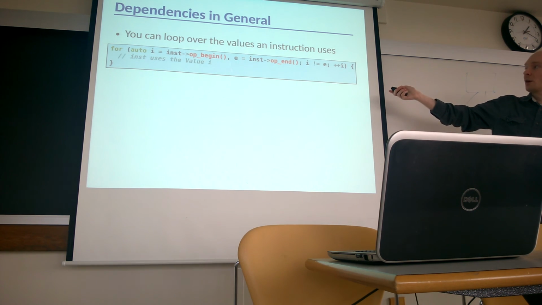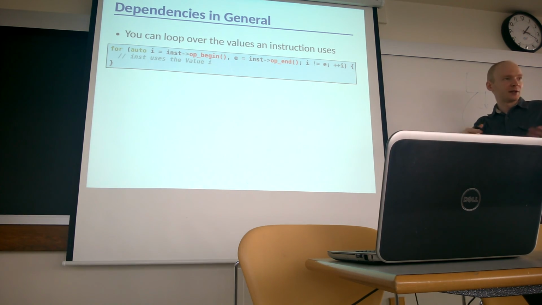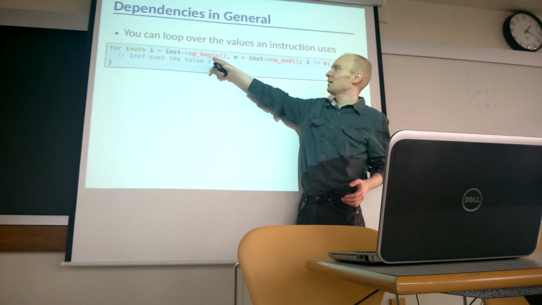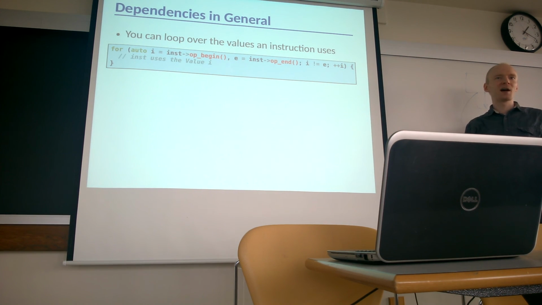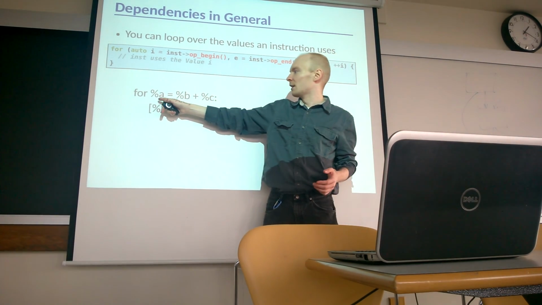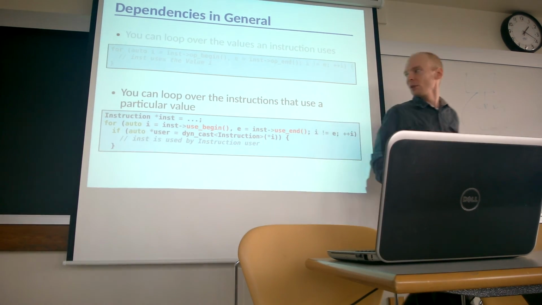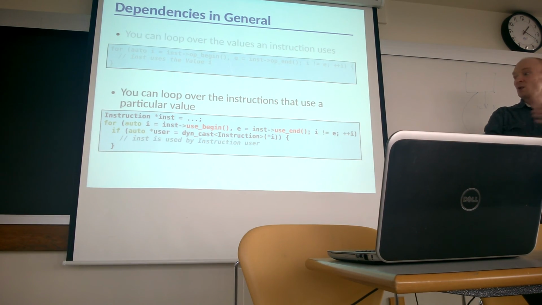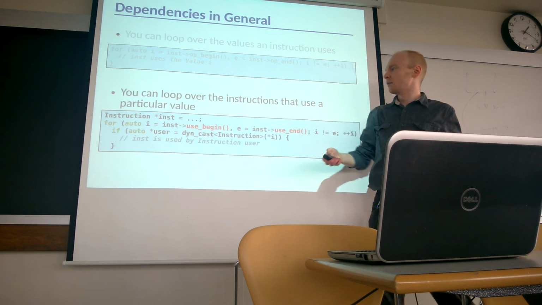You can loop over all of the values that an instruction uses, all of its operands. So if you have a particular instruction, you can say, what is the beginning of this operand list? What is the end of this operand list? Iterate through them, nasty C++ style, whatever. Similarly, if you have some instruction A equals B plus C, then the operands are B and C, right? You can loop over the instructions that use a particular value as well. So this means you can go either forward or backward in dependencies using use iterators.